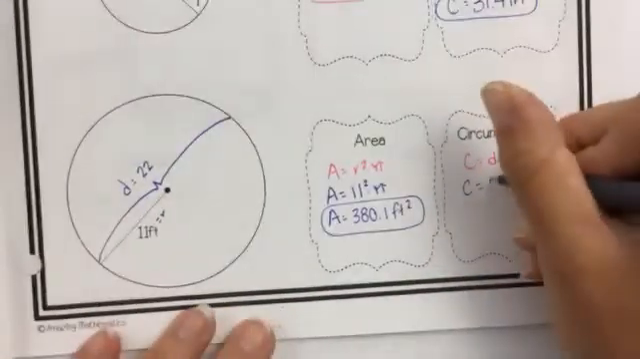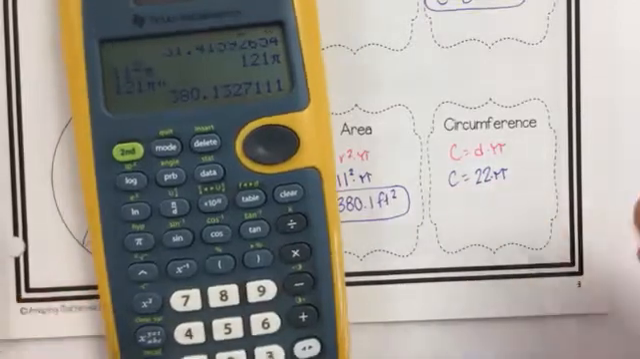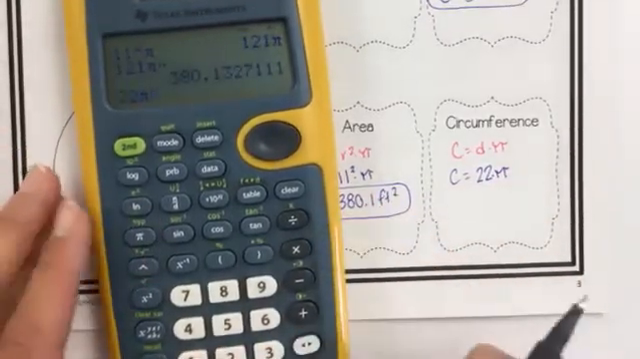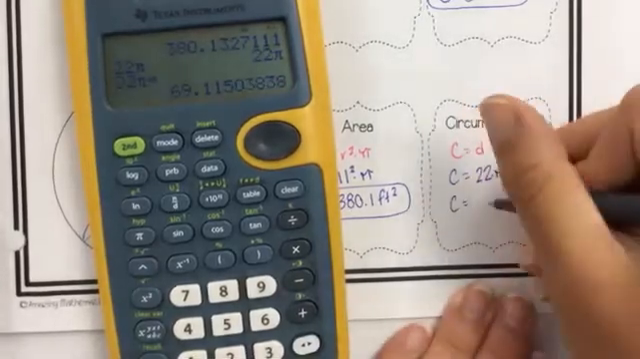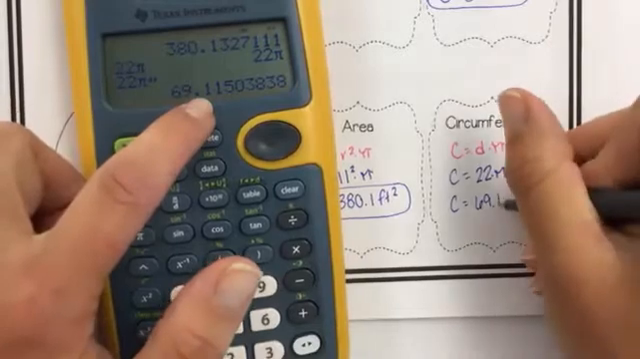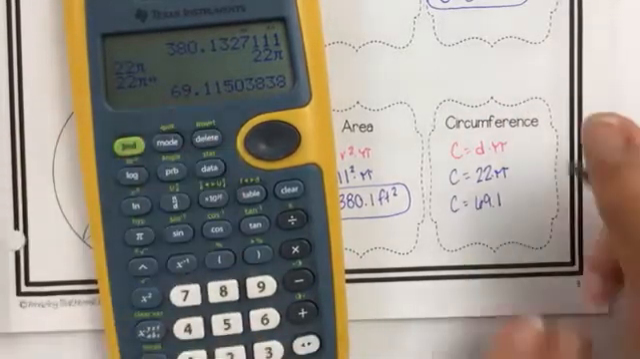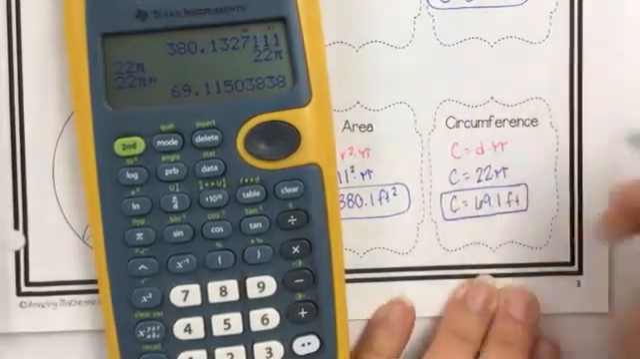Okay, so this one goes 22 times pi. Remember, if a number and a symbol or a letter are right next to each other, they are being multiplied. And when I calculate that, I get 69 point, and then the 1 does not make the 1 go up, so it stays. Hey, I got it right. And then that is feet. I got it right. Awesome.